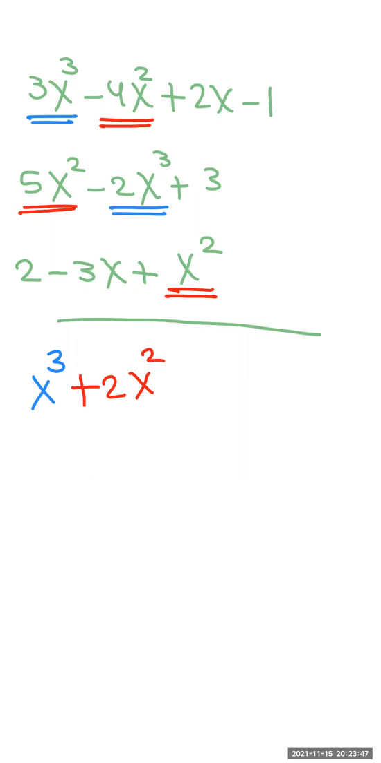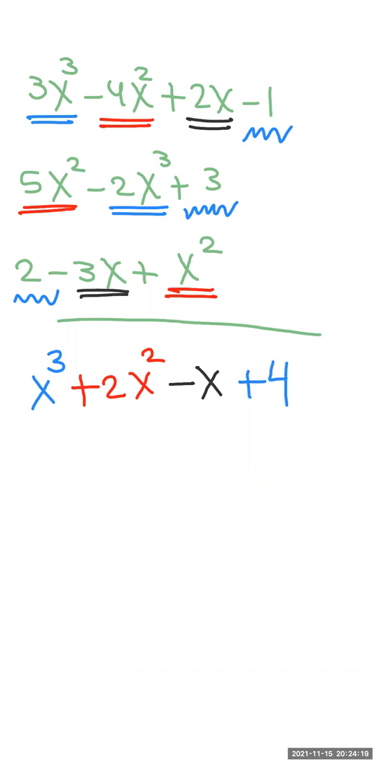What else? The next term is 2x. Look for x. There is one term here, 3x. 2x minus 3x, so it will be negative x or minus x. Then the absolute terms, or the numbers: minus 1 plus 3 plus 2. Minus 1 plus 3 equals 2. Plus 2 means equals plus 4. That's it.